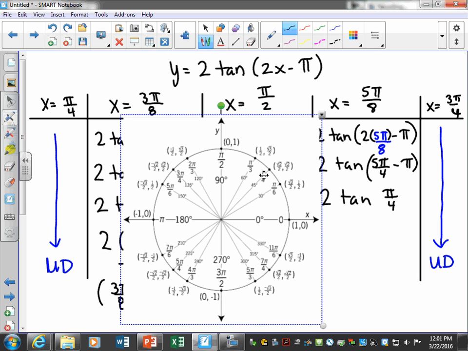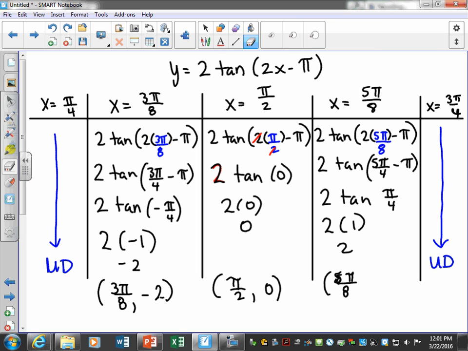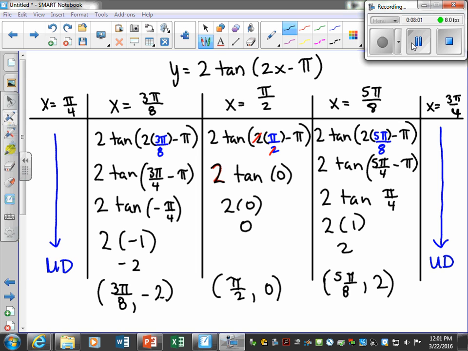Tangent at pi fourths. So we come here to pi fourths, and your tangent is going to be your y value over your x value. Well, these are the same, so that's nice because it's just going to simplify to what? Positive 1. Good. So 2 times 1, which is 2, that would give us the ordered pair 5 pi over 8 and 2. Okay, so on the next page we're going to sketch the graph of this thing.